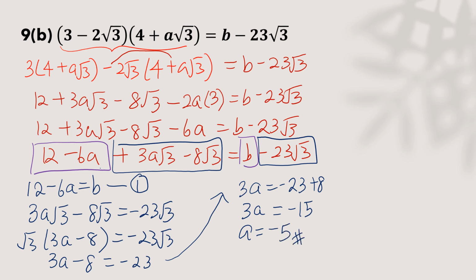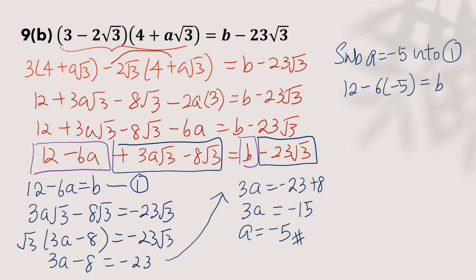Okay, so having found the value of a, we can just substitute it into your equation 1. So we're going to substitute a equals negative 5 into equation 1. And we'll get 12 minus 6 times negative 5 equals b. So b will be 12 plus 30 gives you 42. Alright, that's how we solve for the values of a and b.